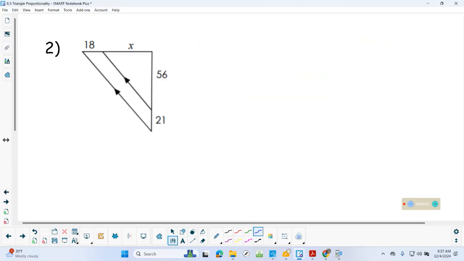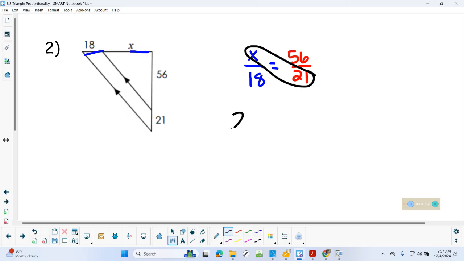Okay, it doesn't matter which one you start with. I'm going to start on the top of here. I'm going to do x over 18. So that means, what's your fraction for the other side? Is it 21 over 56 or 56 over 21? 56 over 21. There's the setup, you know the deal. I already hear you punching them in. So I'm going to have 21x equals 18 times 56, which is a big number. Final answer. Done.